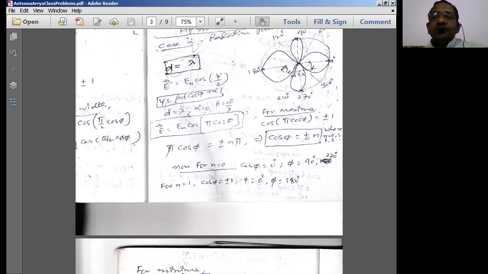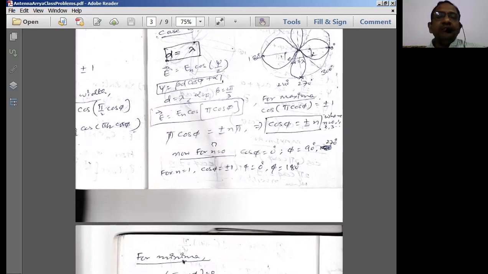So the distance between the two antennas, 1 and 2, d is equal to lambda. Now the formula is the same. E is equal to E_n cos of psi by 2, and psi is equal to beta d cos phi plus alpha. Alpha is 0, beta is 2 pi by lambda, d is equal to lambda. That is the condition we have. And finally we are going to get cos of pi cos phi.